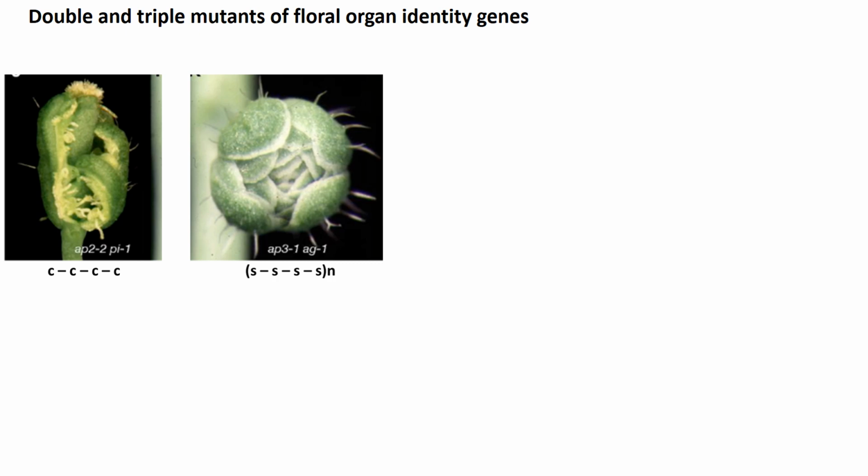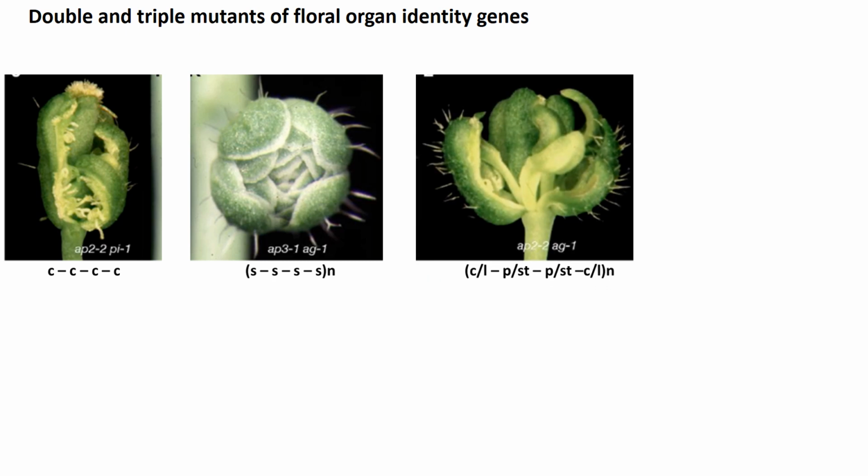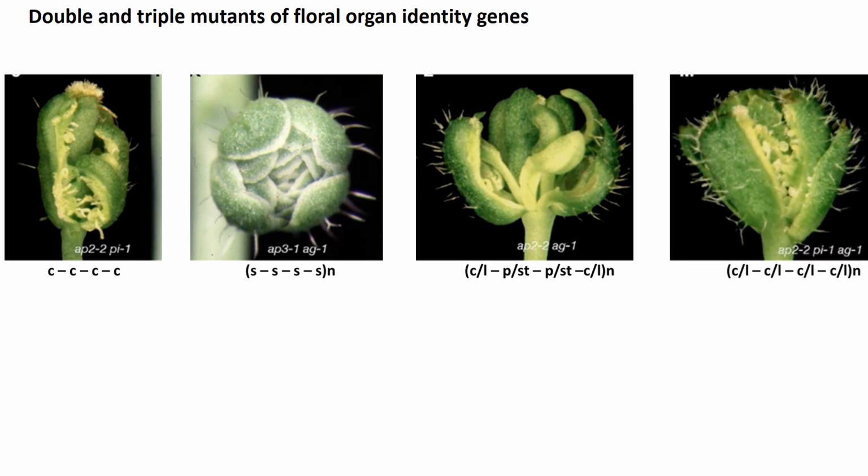The loss of A and C class gene functions, as seen in APETALA2 AGAMOUS double mutants, leads to the formation of carpeloid leaves in the first and fourth whorl and the formation of stamenoid petals in the second and third whorls. The triple mutant AP2 PISTILLATA AGAMOUS shows the development of carpeloid leaves in all four whorls.